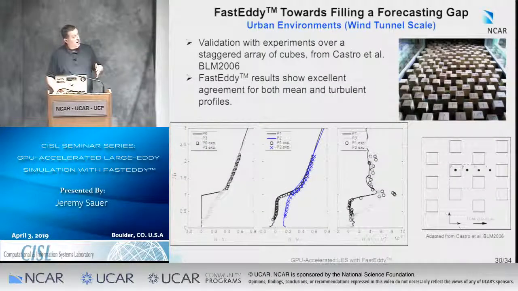So we're working right now on validation of FastEddy with these obstacles. In particular, we're looking at a wind tunnel scale. There was a set of experiments published by Casper et al. in Boundary Layer Meteorology 2006, where they had a wind tunnel and an array of cube obstacles. And so far with our early work here, FastEddy shows excellent agreement for both mean and turbulent profiles for this scenario. So it's sort of step one in validating an urban environment capability.